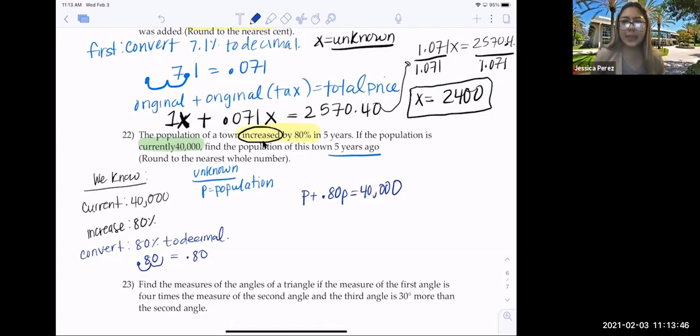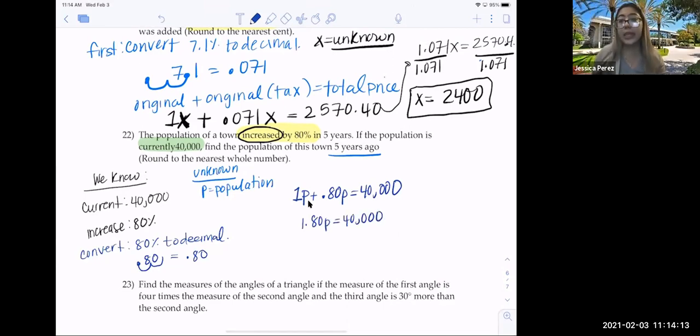On how I set up the equation? This is the time to ask questions if you have them. Otherwise, I will continue. Okay. So now we need to combine like terms. We have a 1p, remember a number that's in front of that variable is a 1. 1 plus 0.80p is 1.80p is equal to 40,000.